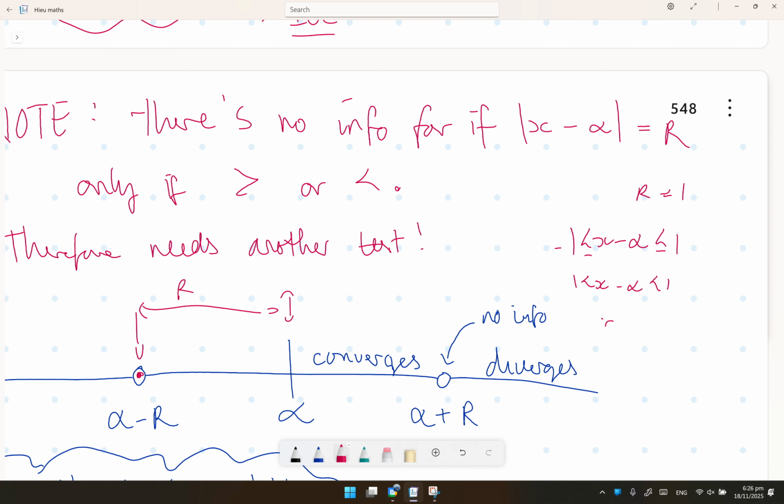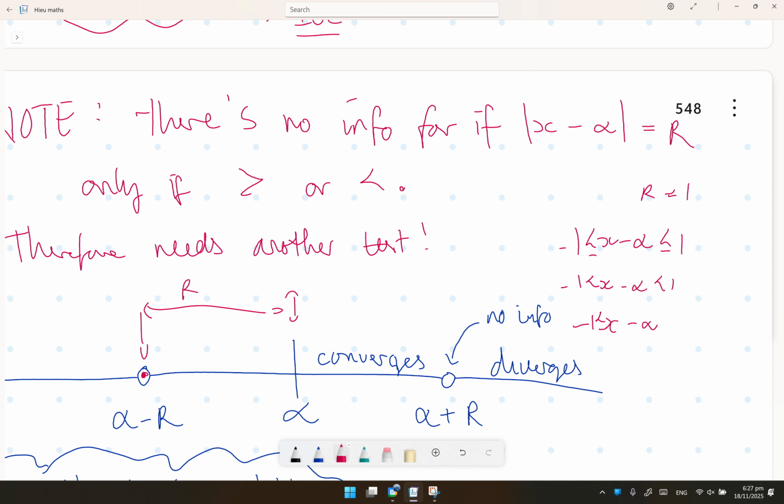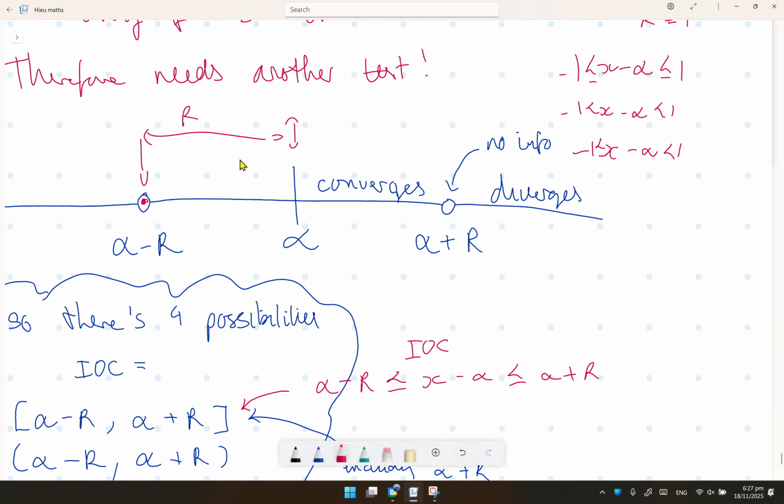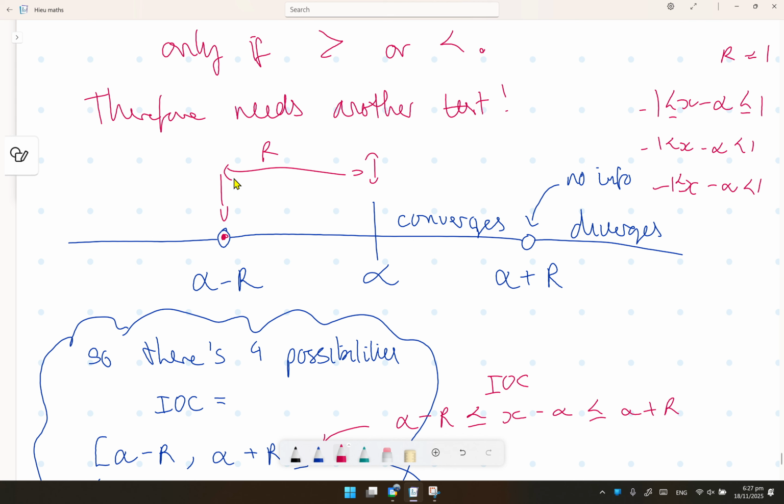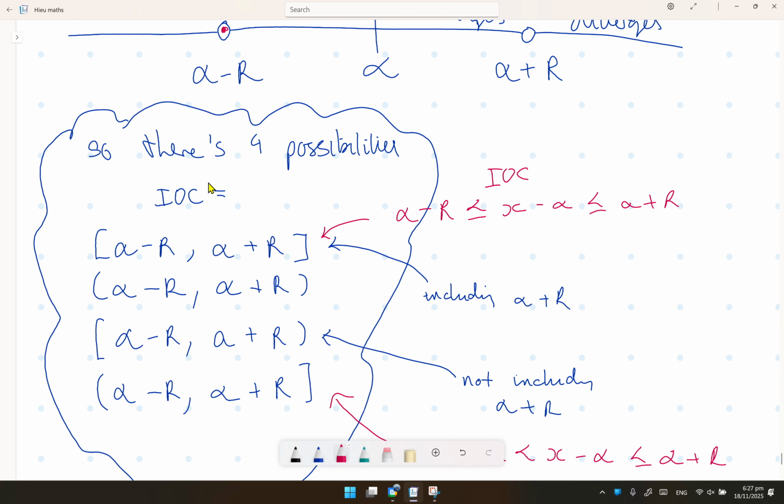So you can end up with a funky situation where you have x minus alpha larger than or equal to minus 1, but then smaller than 1, right? So you can see all the different nuances that can happen because r doesn't tell you what happens at r. And so, again, these are the possibilities. Just a quick recap, the square brackets mean it's inclusive. The rounded brackets mean it's non-inclusive.